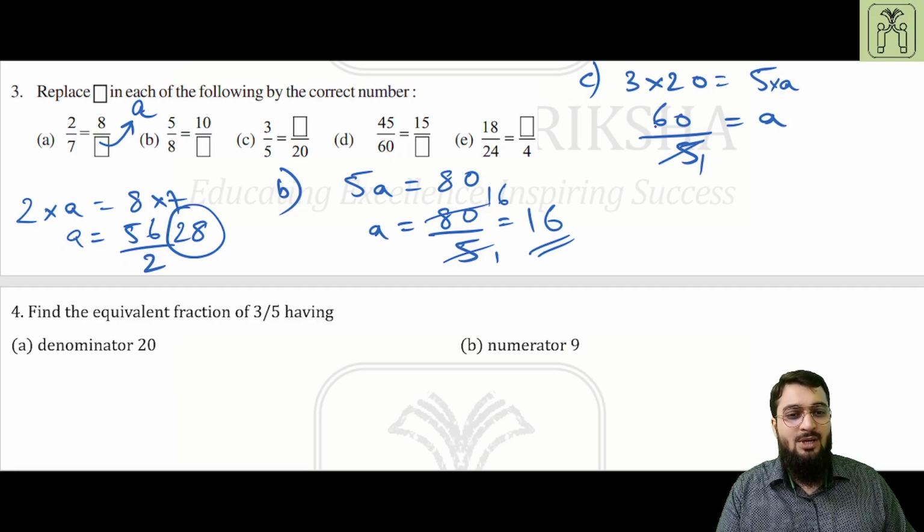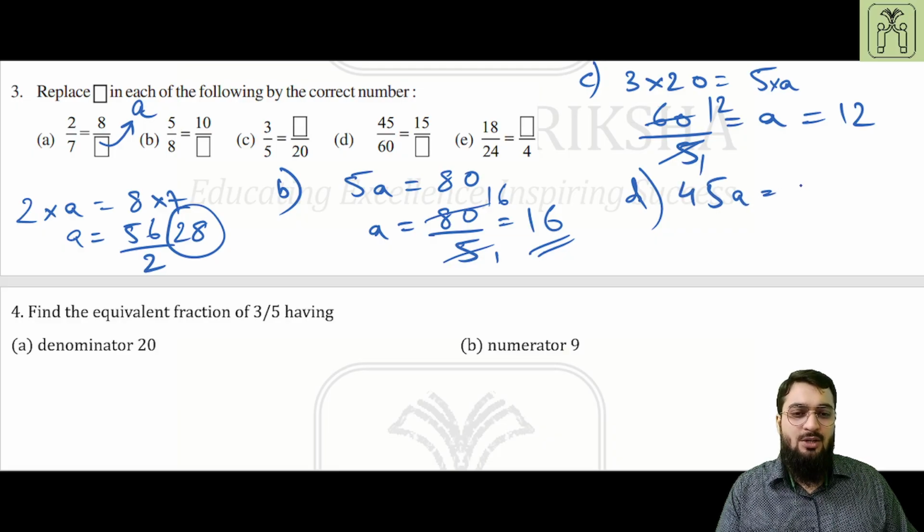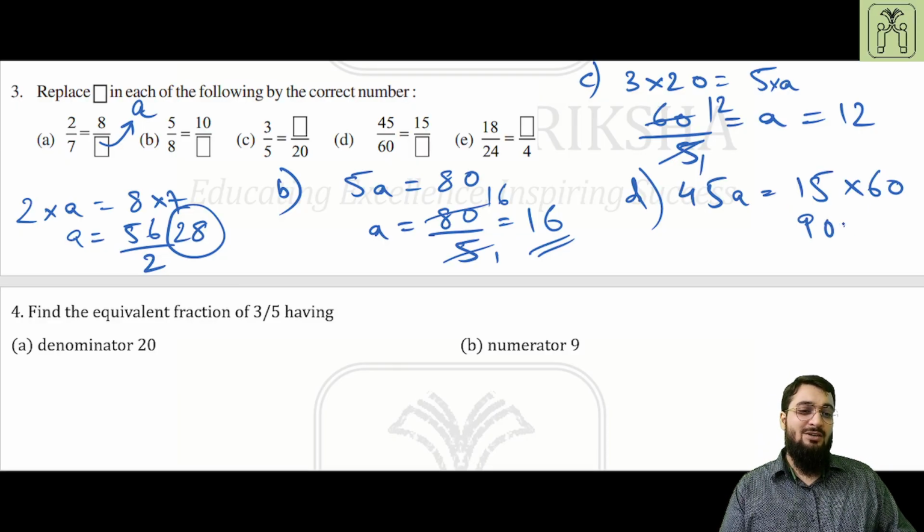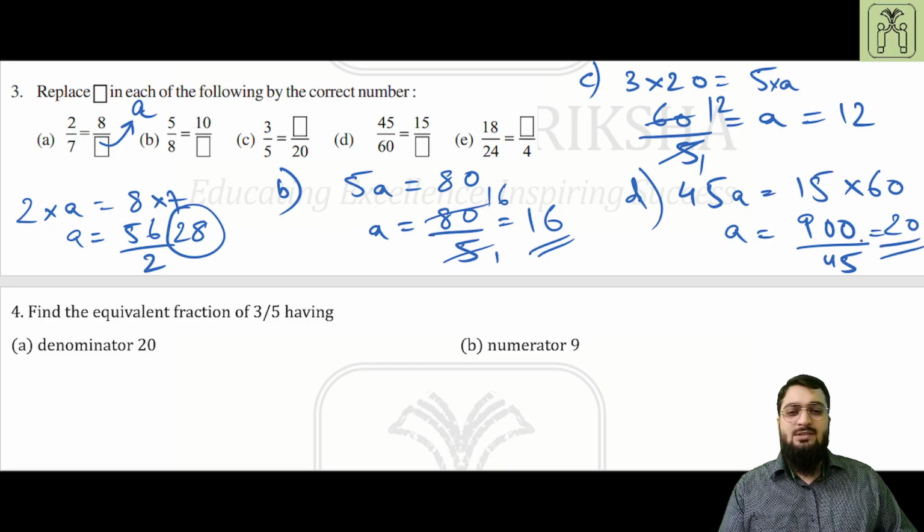5 goes into 60 twelve times. Therefore a is equal to 12. And part D will be 45 into a is equal to 15 into 60, and 15 into 60 will give you 900, that is 60 into 10 gives 600 and 60 into 5 gives 300. So 600 and 300 give you 900, and dividing by 45, a will be 20. Similarly, you can solve part E on your own.